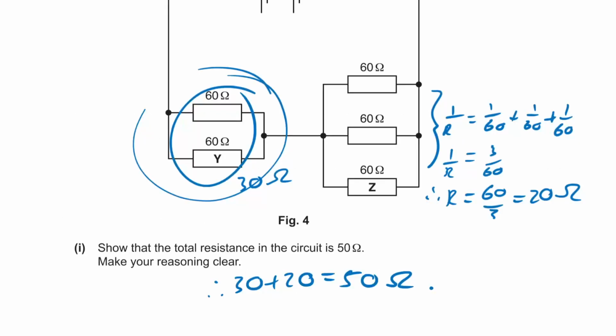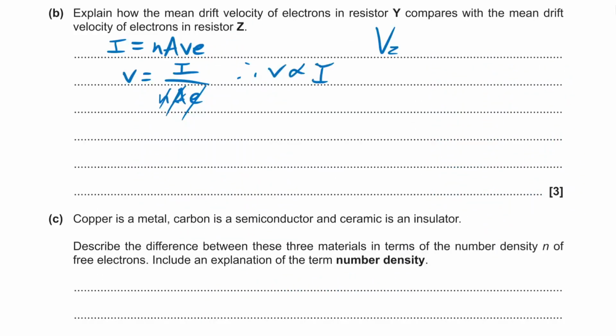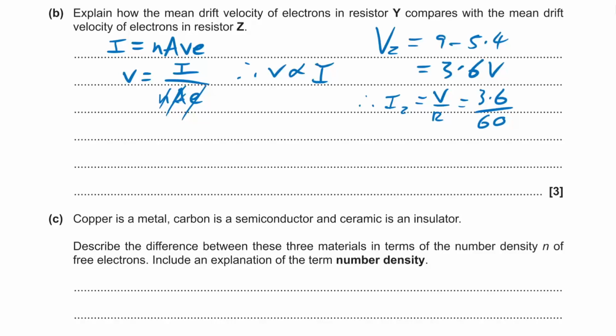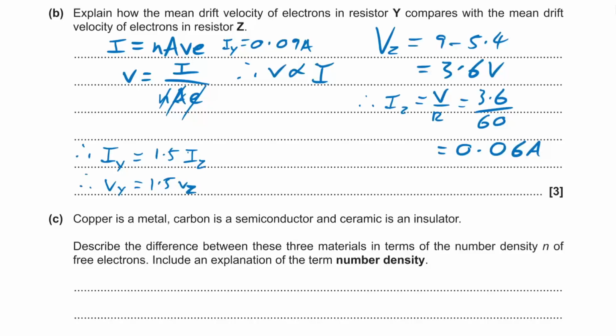If we have a look at Z, we need to find out what the current is in Z. Voltage of Z is that 9 volts take away the 5.4 that we had for the branch on the left, so that's 3.6 volts. Therefore, current in Z is going to be V over R, so that's 3.6 divided by 60. That gives me 0.06 amps. Therefore, current in Y is, well, we said it was 0.09, didn't we, for Y. Therefore, it's 1.5 times bigger than the current in Z. That means it's the same for the drift velocity too, because they're directly proportional.